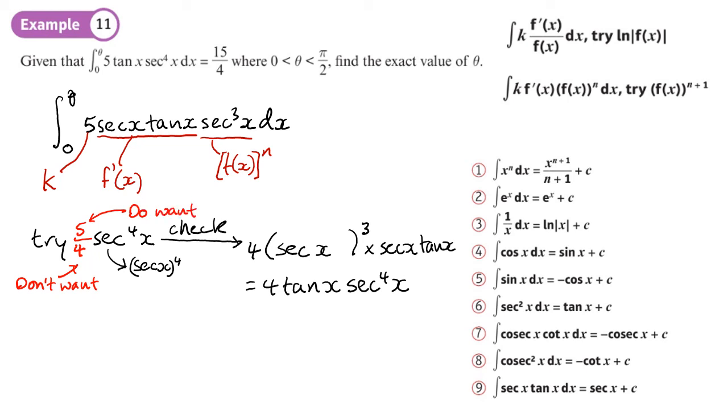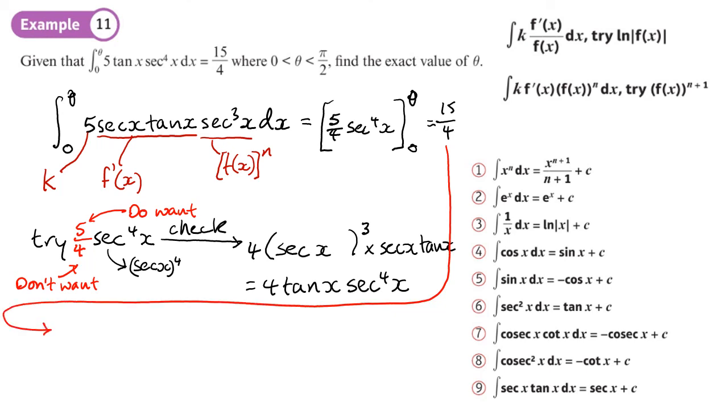Yeah, so our thing differentiated up here, also integrated, is going to be 5 over 4 sec to the power 4 x, and we've got limits from 0 to theta, and we've been told that equals 15 over 4. So now it's just a matter of working out what that is. We're going to do it down here. So we will substitute in theta and then 0, and then we'll be well on our way to solving this.